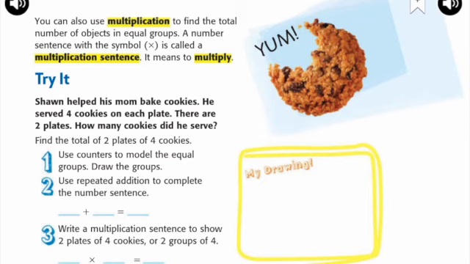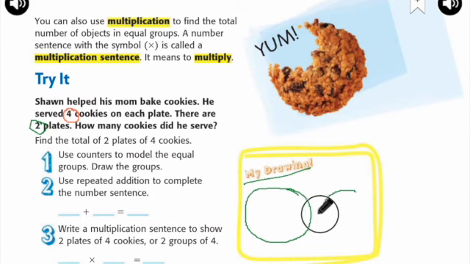Let me pull up my color here. I'm going to use green and orange again. So first, what are the numbers? We have 4 cookies and 2 plates. So if we were going to draw a picture over here in the My Drawing section, I want you to draw 2 plates. Now don't draw them too small because you want to make sure that you can fit everything. 1 plate and 2 plates. So how many groups do you see? There's 2. So 2 plates, 1 and 2.